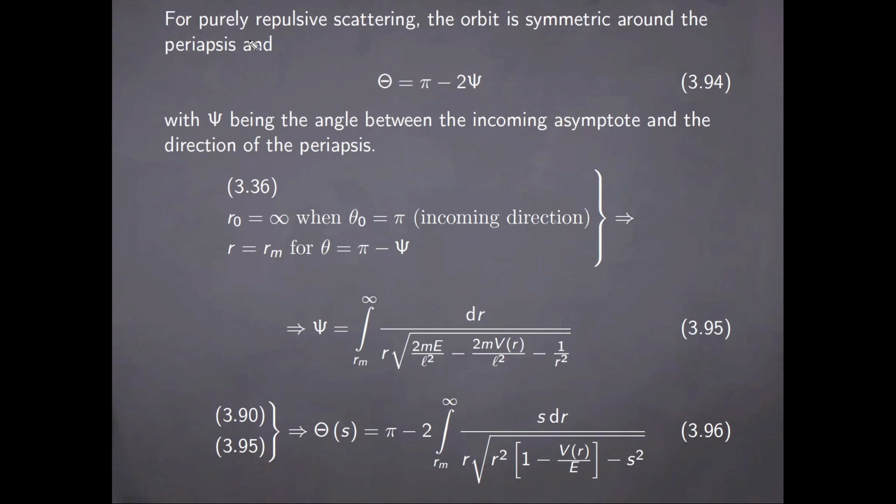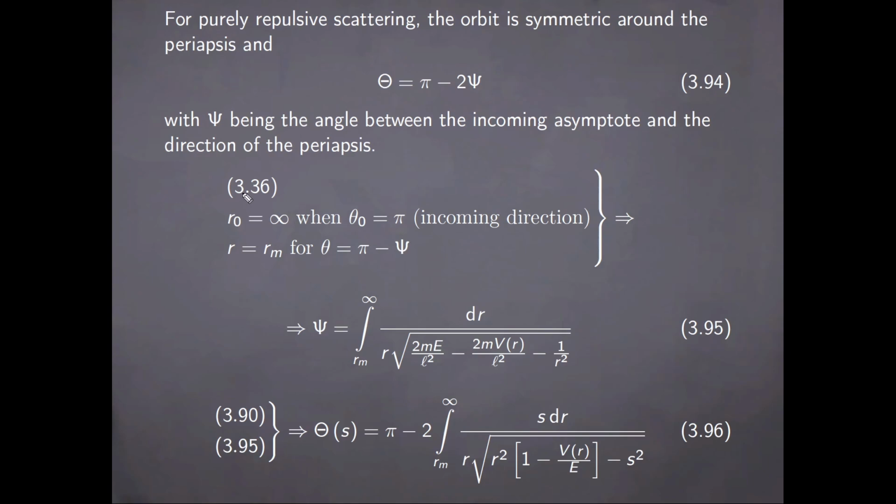For a purely repulsive scattering, the orbit is symmetric around the periapsis, and the scattering angle is given by the difference between pi and twice the angle denoted by capital psi, with capital psi being the angle between the incoming asymptote and the direction of the periapsis. And this follows very simply from a basic diagram of the scattering process.